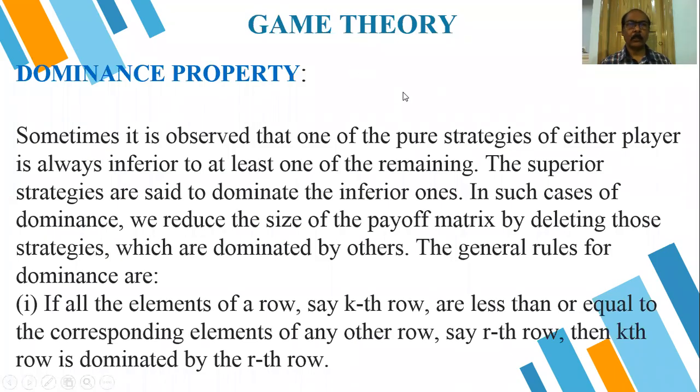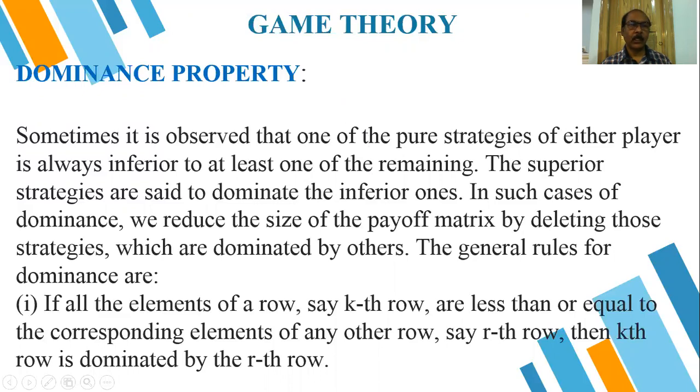Now we learn how to solve or reduce the payoff matrix to 2 cross 2 by using the dominance property. Sometimes it is not possible to reduce it directly to 2 cross 2, but we can reduce it by the dominance property. A payoff matrix m cross n can be reduced to 2 cross n or m cross 2. As soon as we get 2 cross n or m cross 2, we can apply the graphical method to reduce to 2 cross 2, and by applying the algebraic method we can find the optimal strategy and value of the game.